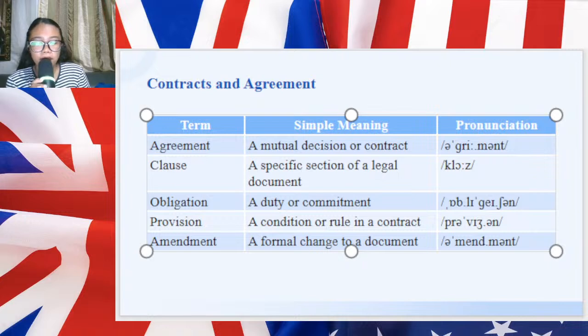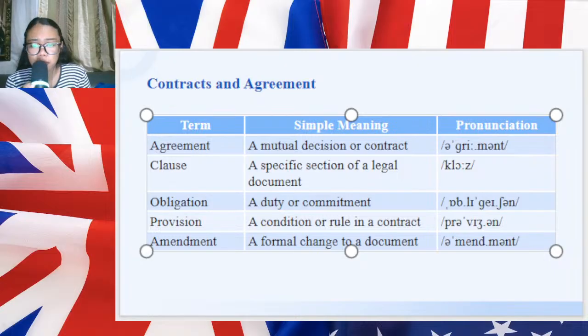Anyway, continuing with clause. When it comes to clause, again, this is a specific section of a legal document. There are different clauses in a contract, in a law, or in a regulation. Understanding each individual clause is essential for interpreting the entire document accurately and knowing the specific rights and obligations related to that particular aspect. Of course, when you say this, your tone should be neutral, legal, precise, and focused on a specific part of a larger document.